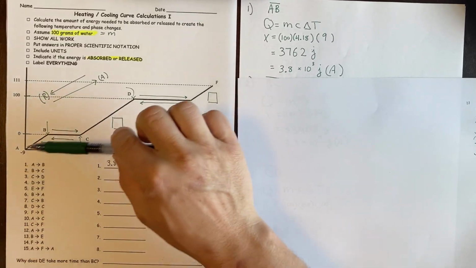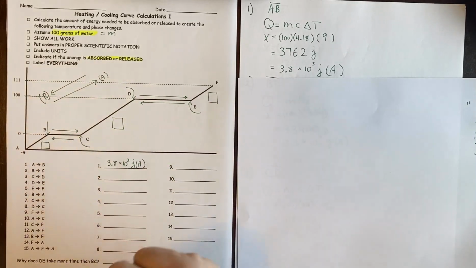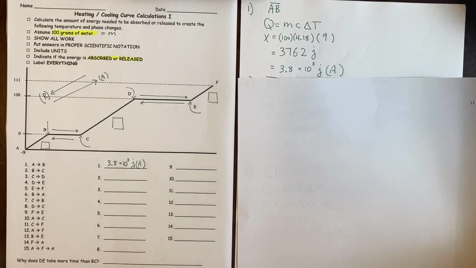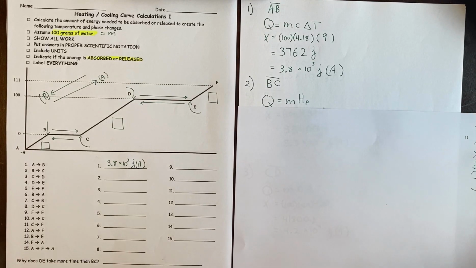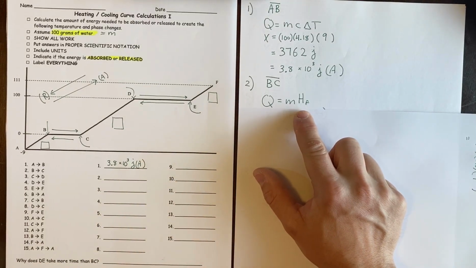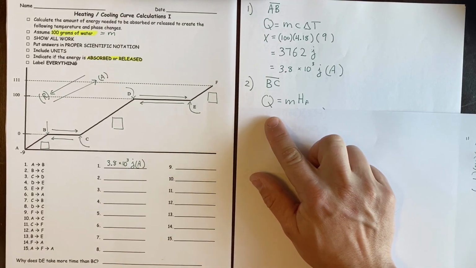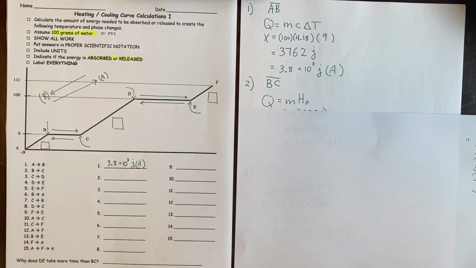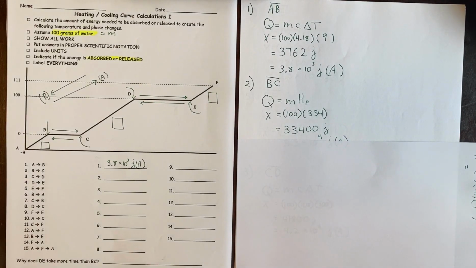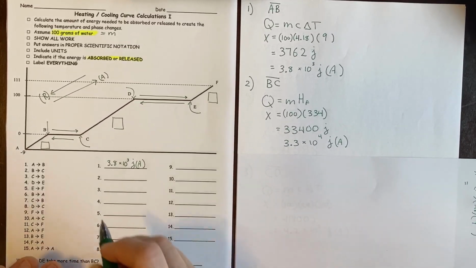Segment BC, there is no temperature change, so it can't be an MC delta T. For segment BC, we are going to have to use the formula Q equals MHF, because during BC, that's when fusion or melting happens. If you know your heating cooling curve, it should make this a lot easier. So there's my Q equals MHF. Next, my M is 100. My Q is what I want. The HF for water, we look it up, it's 334. Your formula should look like this. Solve for X, and you get 33,400 joules. Put it in scientific notation, 3.3 times 10 to the 4 joules absorbed.